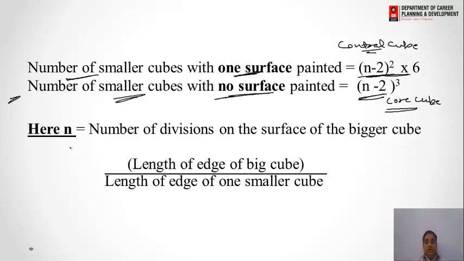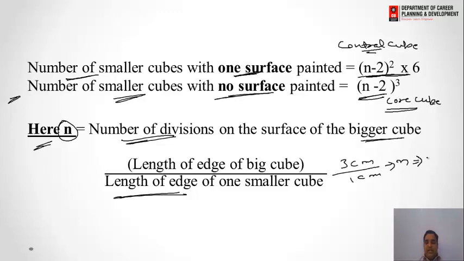Now, in this question we have a variable n. We need to understand what n is: the number of divisions on the surface of the bigger cube is considered as n. Like the length of the edge of a bigger cube is suppose 3 centimeter, whereas the length of the edge of the smaller cube is suppose 1 centimeter. So in simple words we can say n is equal to 3. In this way we can have the value of n, and by putting this value of n in different equations we can have the answer for different numbers of color surface painted cubes.